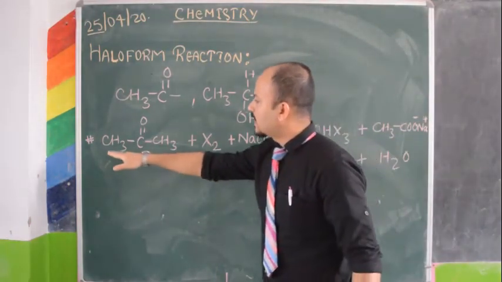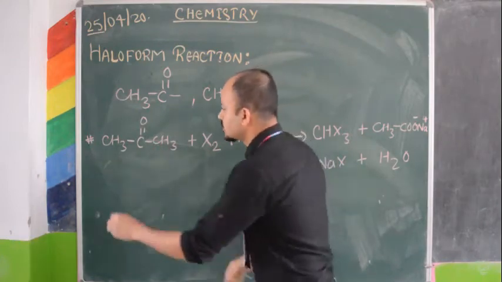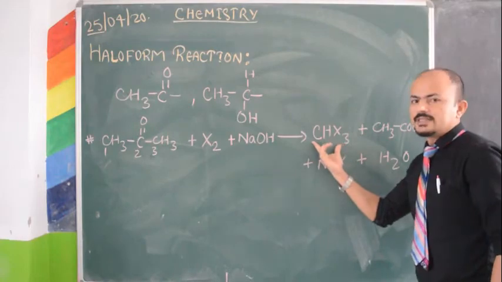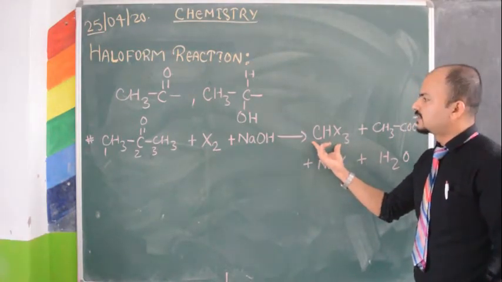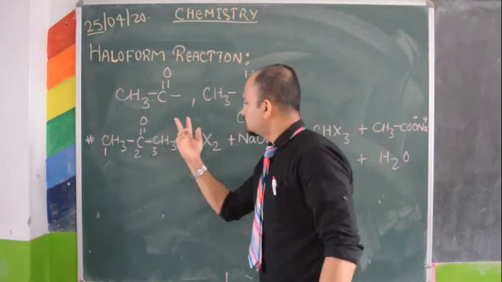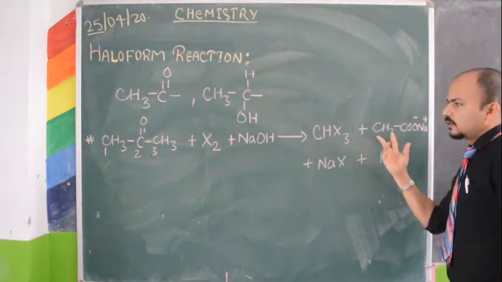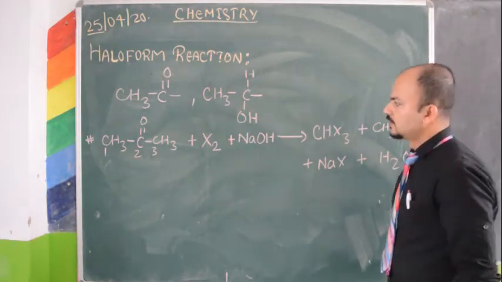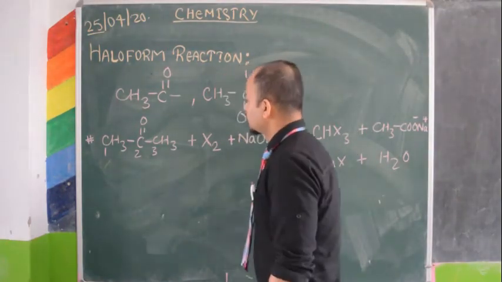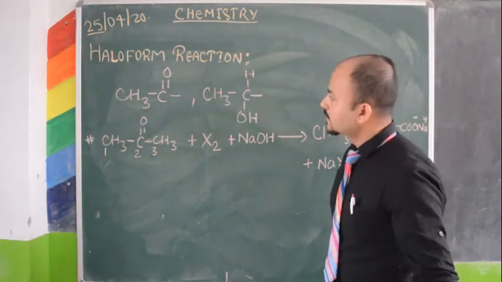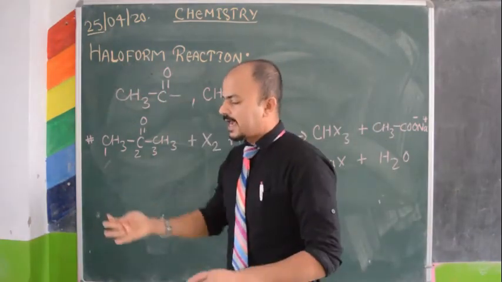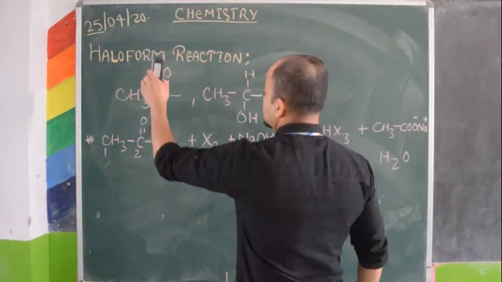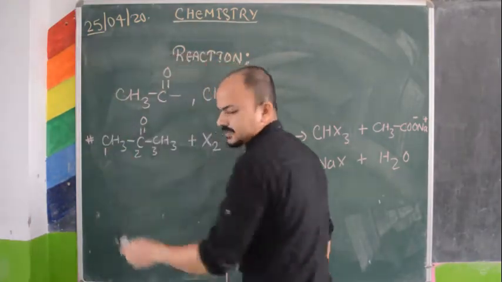Look here, we are having 1, 2, 3 carbons. One carbon will always come in the haloform part. The remaining two will be going as, or will be oxidized as, carboxylate anion. Okay? Now, same reaction. This haloform reaction is for all halogens, chlorine, bromine, iodine. Now, our main focus is on the iodoform reaction.